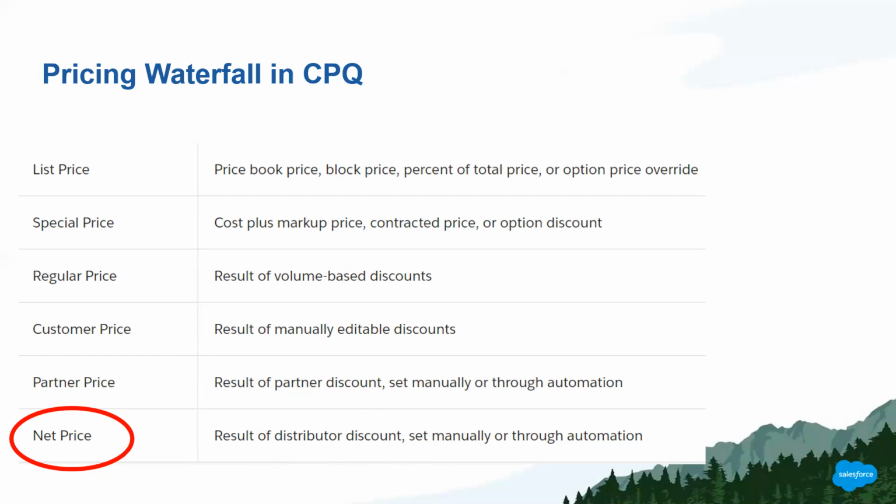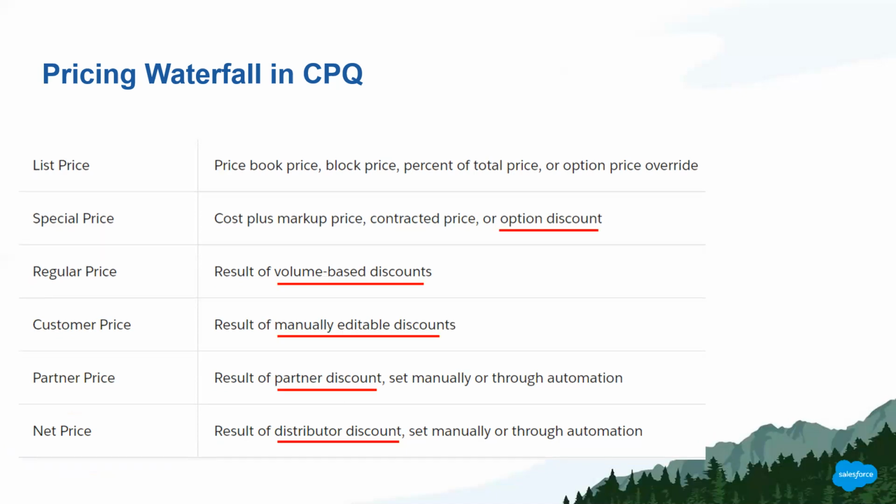I want you to notice something else: we don't have out-of-the-box tax calculation with CPQ. If you look at this table, all we have is volume discount, manually editable discount, partner discount, distributor discount. It's all about discounts, and there is no mention of taxes. So to apply tax in CPQ, I will be doing some calculations on the net price. Now I know that the net price is supposed to be the selling price, but since CPQ did not take taxes into consideration, I will have to create a field and use it as the selling price to the customer. I will have to create my own field.